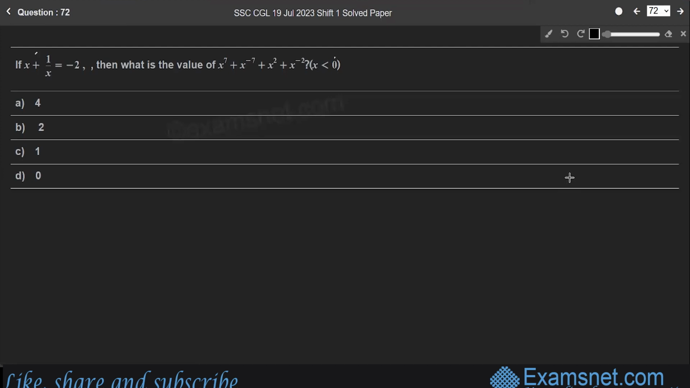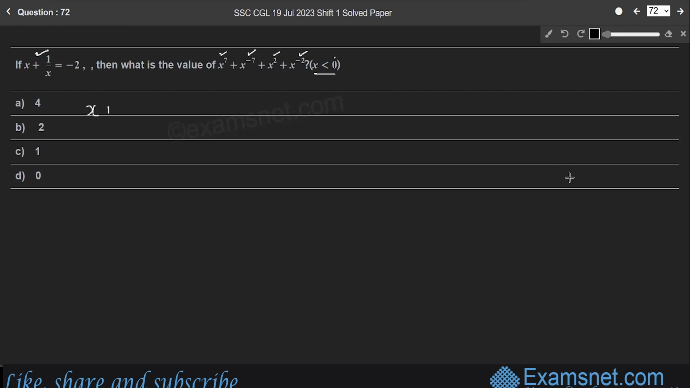Question 72. If x plus 1 by x is equal to minus 2, then what is the value of x raised to 7 plus x raised to minus 7, which is nothing but 1 by x raised to 7 plus x square plus x raised to minus 2, which is nothing but 1 by x square, where x is less than 0? So we need to find the value of the given expression.